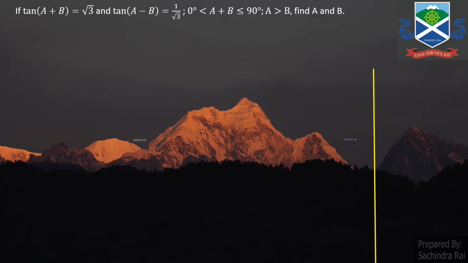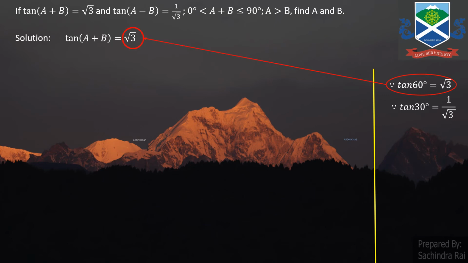So we'll compare the trigonometric ratio for root 3 and 1 by root 3. We very well know that tan 60 degree equals root 3 and tan 30 degree equals 1 by root 3. So when we take the first portion, that is tan of a plus b equals root 3, we'll just replace the value root 3 with tan 60 degree. So we get this new equation, tan of a plus b equals tan 60 degree. We'll remove tan from both sides, so we get a plus b equals 60 degree.